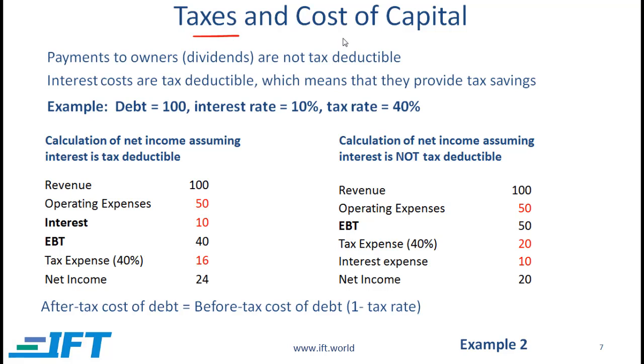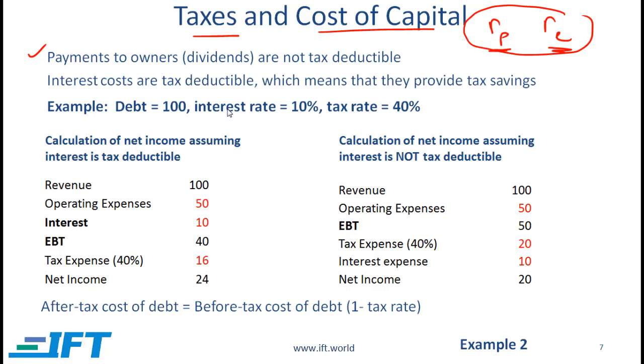Coming now to taxes and cost of capital. You will notice from the formula that we just discussed that we only consider taxes when we deal with debt. We do not consider taxes when we are talking about the cost of preferred shares or the cost of equity. The reason is that the money paid to preferred shareholders or the money paid to common shareholders is not tax deductible. The dividends do not reduce the tax payments of a company.